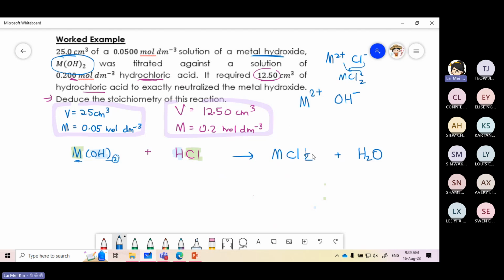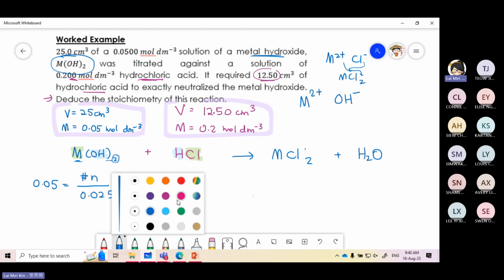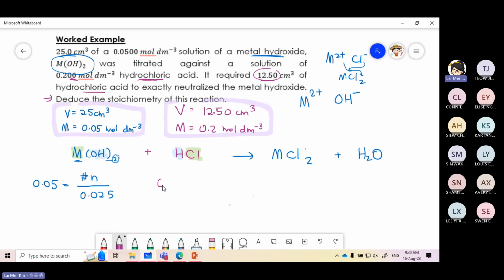Okay, all right, so you cannot balance it yet because, as mentioned, this is a proving question. So here I have molarity, I have volume. I can then calculate molarity equals number of mole over volume. And this side also I can calculate molarity, number of mole over volume. Deducing, we always want to calculate the number of mole. So try to calculate what's the number of mole that you get.